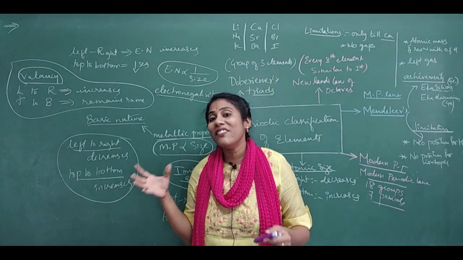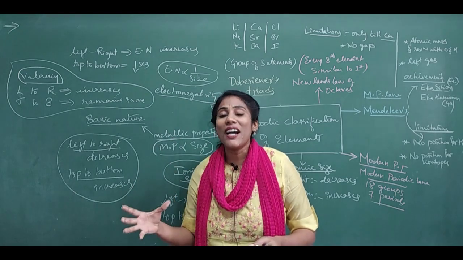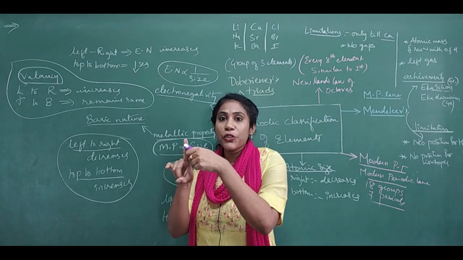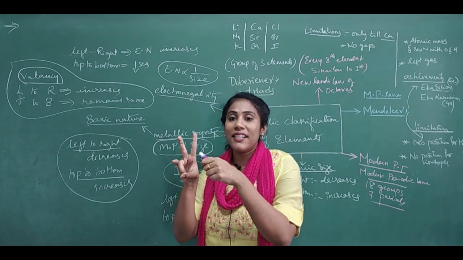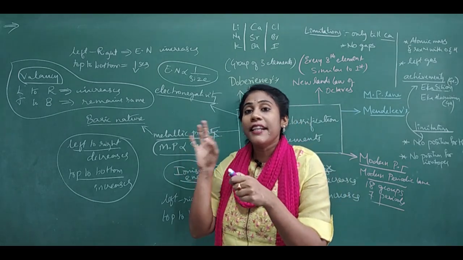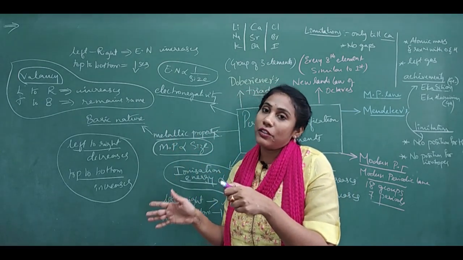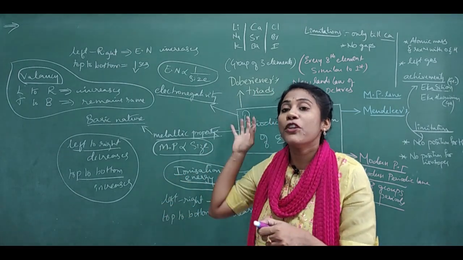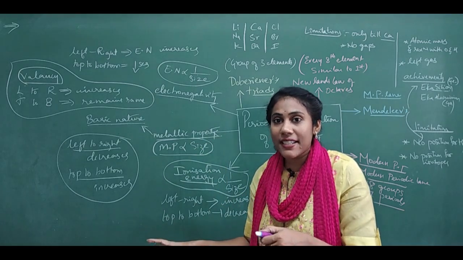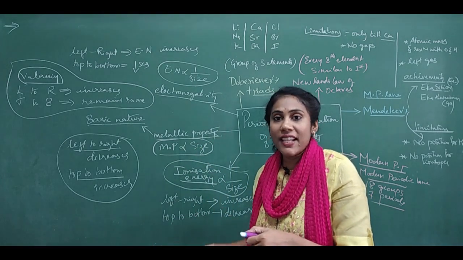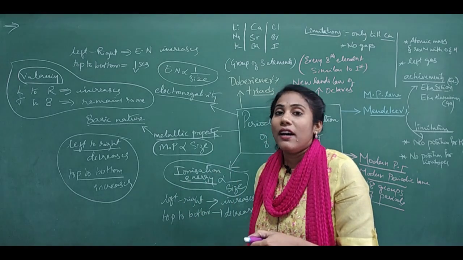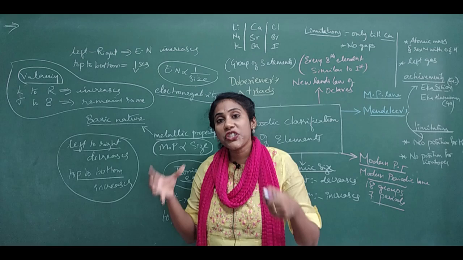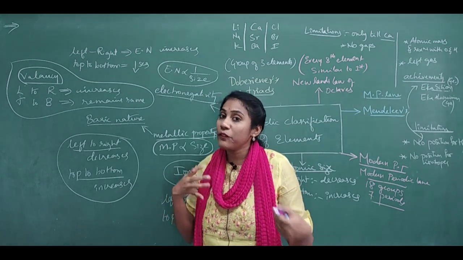And you must also have an idea about the number of valence electrons present in the elements. Always, the first group elements will have the number of valence electrons equal to 1. Second group elements will have 2 valence electrons. 13th group elements will have 3 valence electrons. 14th group elements will have 4 valence electrons. 15th group will have 5 valence electrons. 16th group will have 6 valence electrons, and so on. And you must also know which element comes in which group and which period.